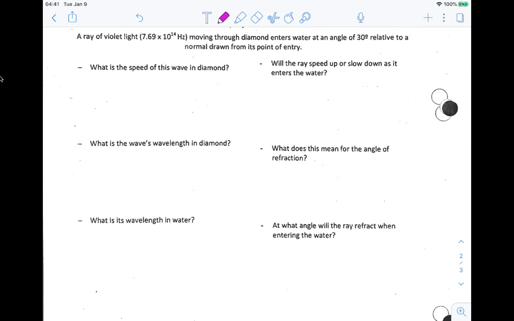A ray of violet light with a frequency of 7.69 times 10 to the 14 hertz, moving through diamond, enters water at an angle of 30 degrees relative to the normal drawn from its point of entry. Before even reading the questions, they tell us a couple of things here. First, I know that this 7.69 times 10 to the 14 hertz is my frequency because hertz is the unit for frequency, so that's my f.